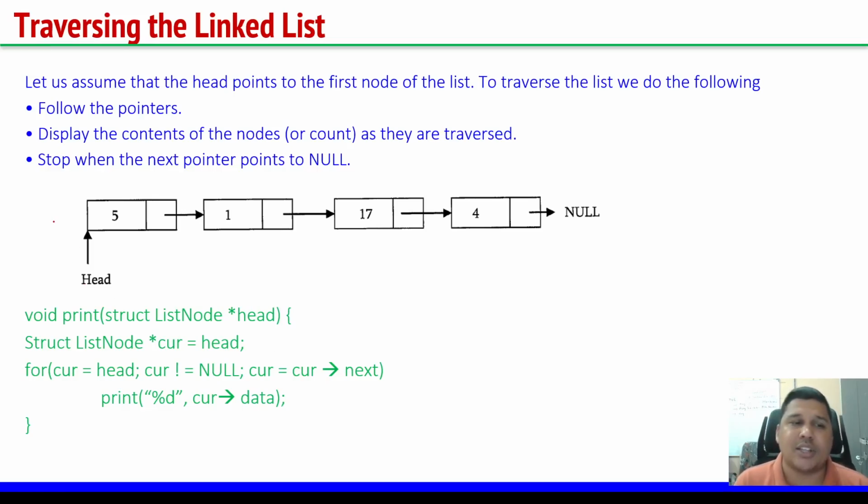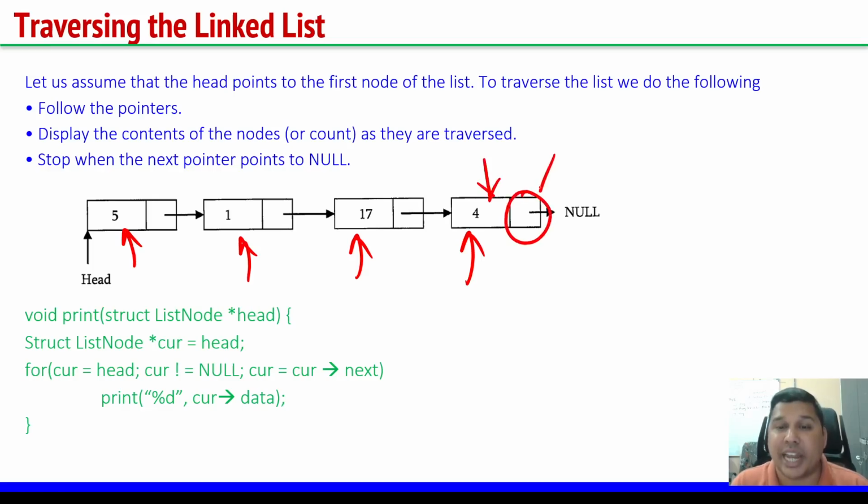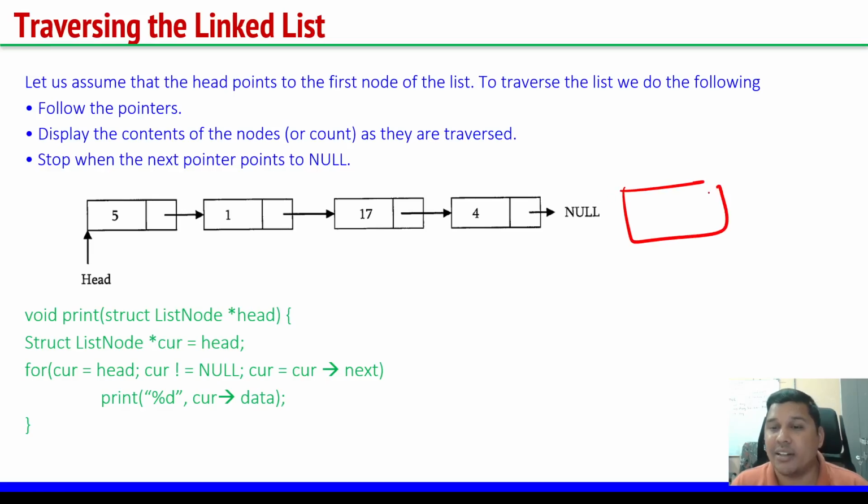So assume there is already a list given to me. Okay, I want to traverse this list. It means I want to print every element of this list. One condition we know is that in a single linked list, the last node's address part will be null, because it does not have any other node after it. That's why this box is always null.